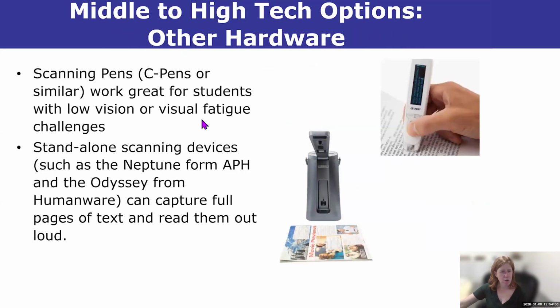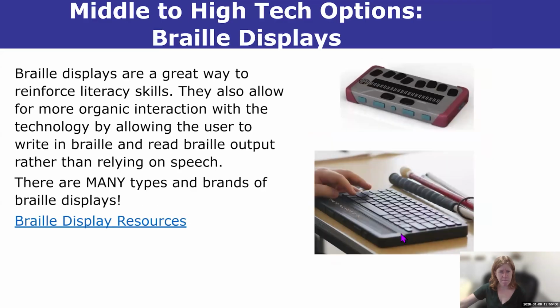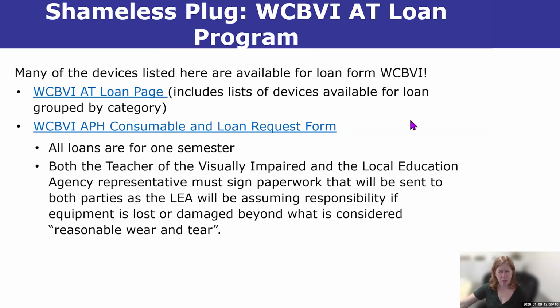There are other devices that are scanners. The scanning pen's a good one, but that's kind of harder a lot of times with kids who have low vision, just because you do have to follow the line, but there are devices that will scan an entire page. I talk about Braille displays a little bit. You can go back and look at that.